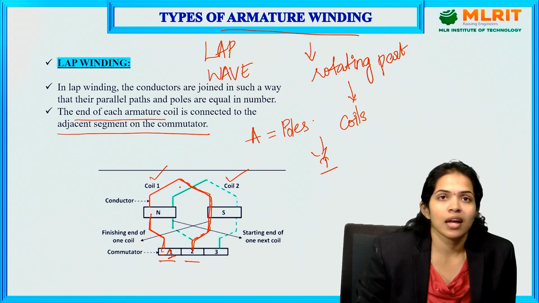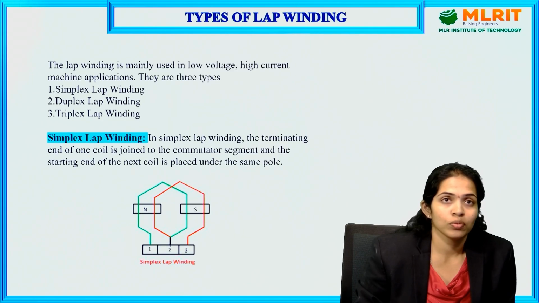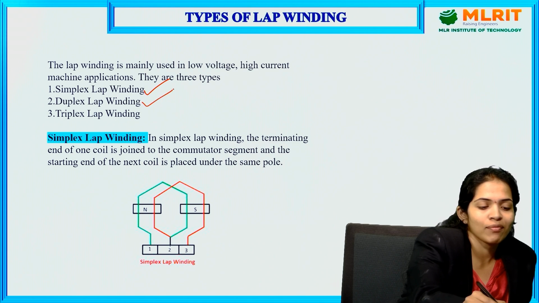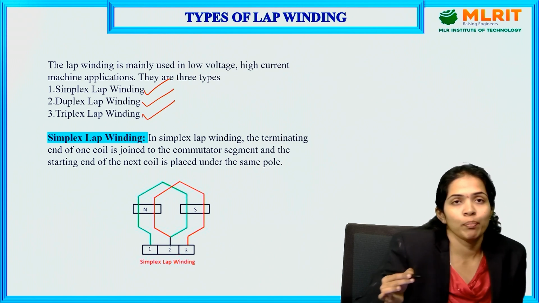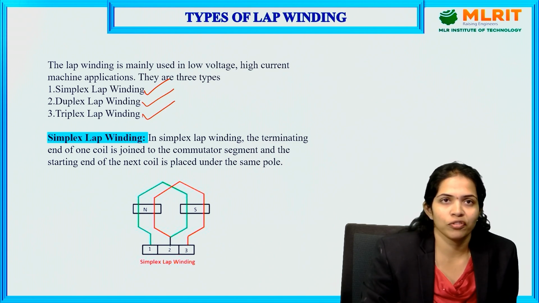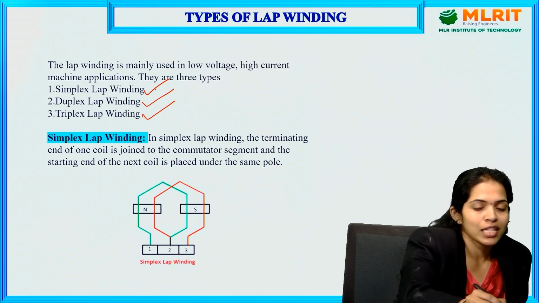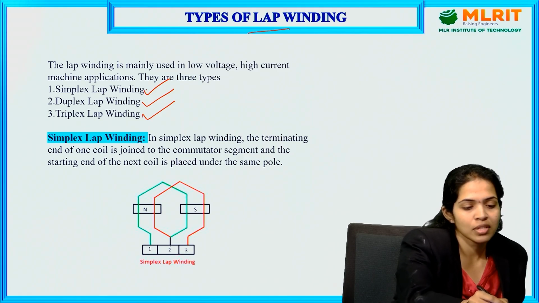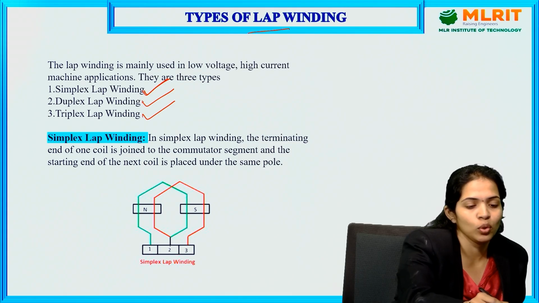These lap windings are again subcategorized into simplex lap winding, duplex lap winding and triplex lap winding. Based on the connections and the number of coils, we classify this lap winding into three main categories. So first one, simplex lap winding, second one, duplex lap winding, and the third is the triplex lap winding.